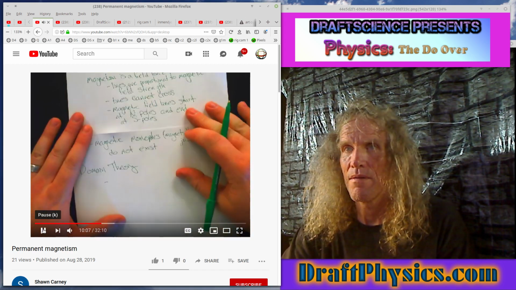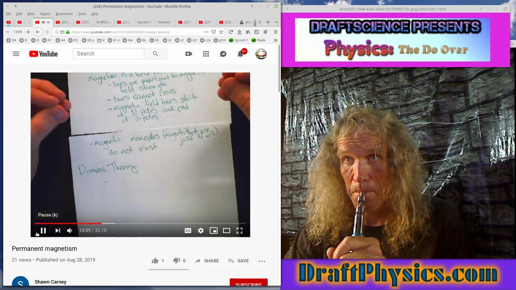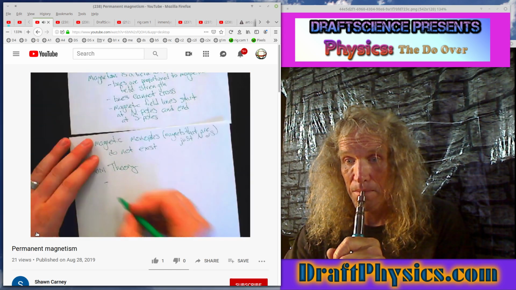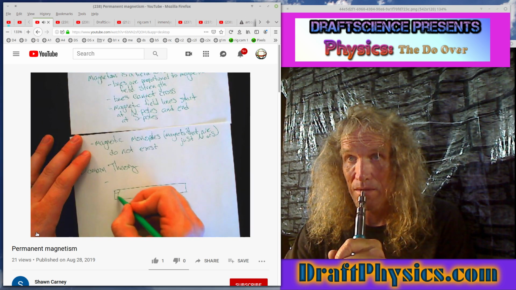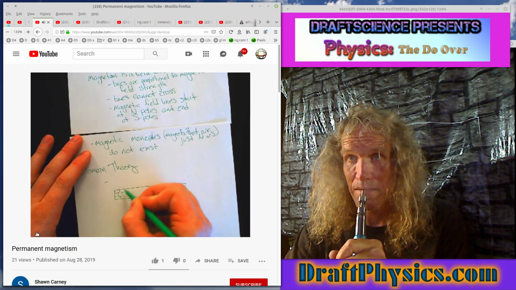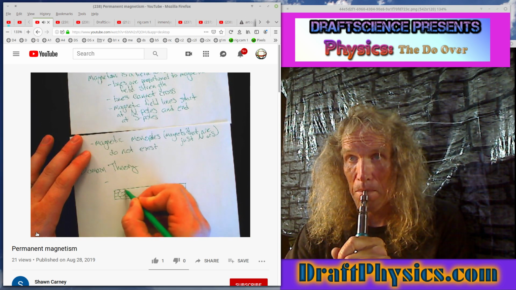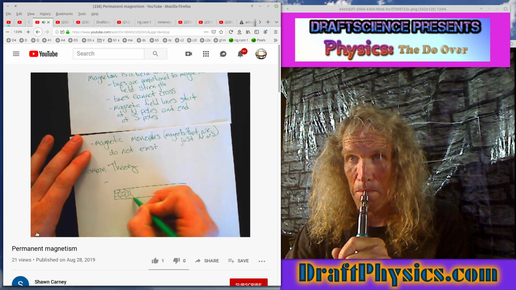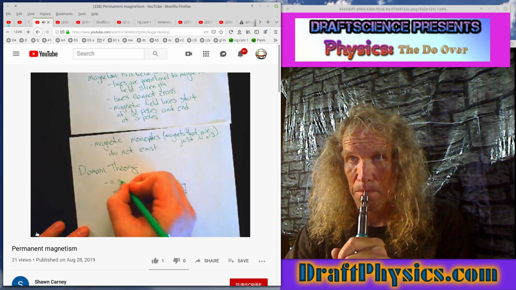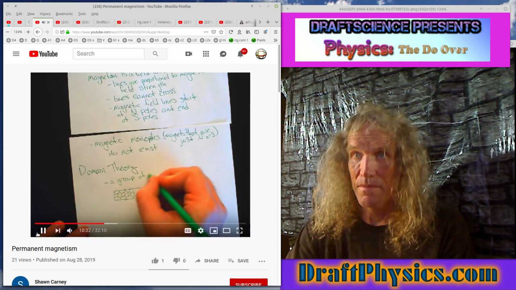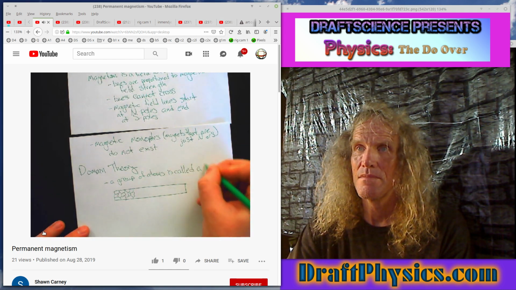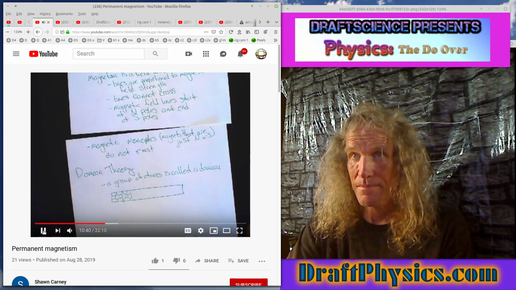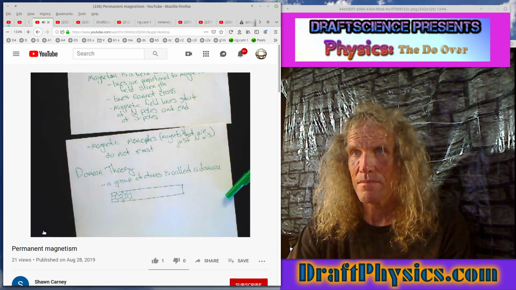The concept behind domain theory is that a magnet is made of a bunch of mini magnets. So if I take my magnetic bar and break it into a whole bunch of groups that cancel out the atoms, grouping maybe a centimeter in diameter, each of these groups of atoms is called a domain. Within that domain, all the electrons have spin.